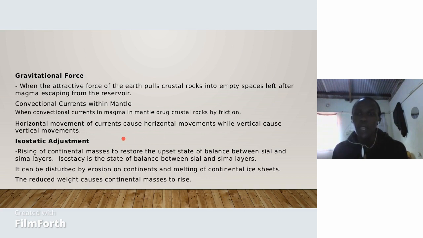Let's look at isostatic adjustment. It is the rising of continental masses to restore the state of balance between Sial and Sima. Isostasy is the state of balance between Sial and Sima layers. It can be disturbed by erosion or deposition, and by melting of continental ice sheets.